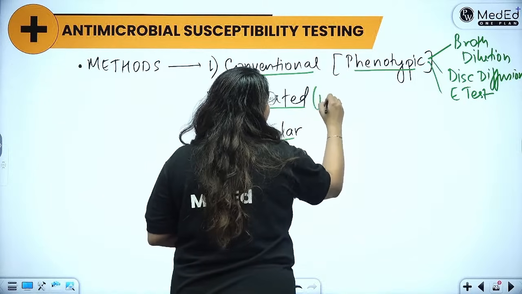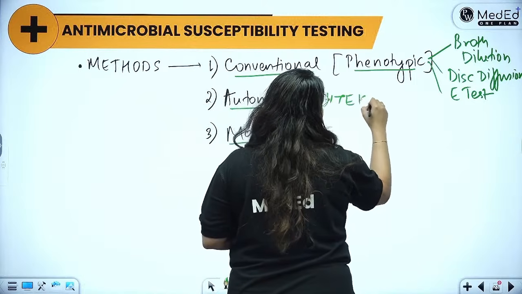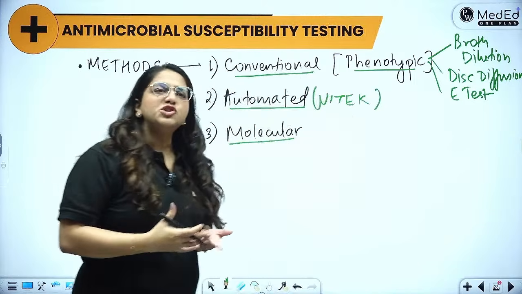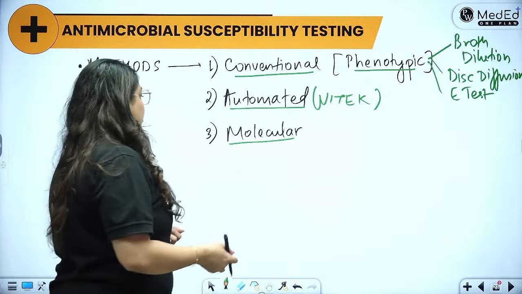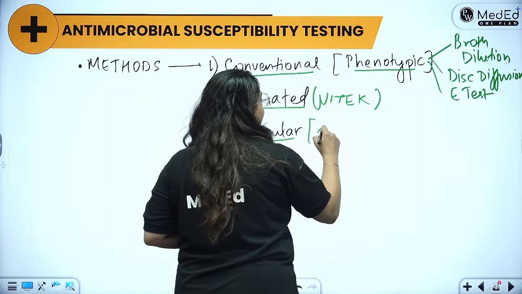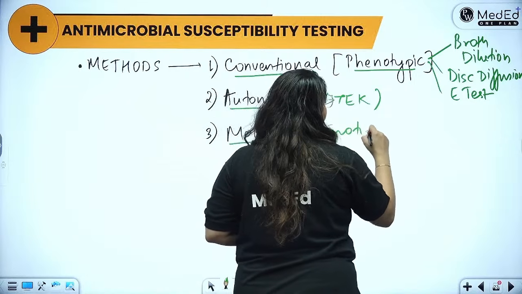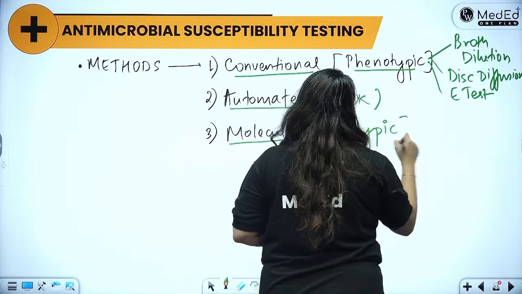Then amongst the automated methods, you have the Vitek systems, which are automatic machines that tell me the drug-bug combinations and which is susceptible to what. And then the molecular method is basically the genotypic method, wherein I am detecting the resistance gene.